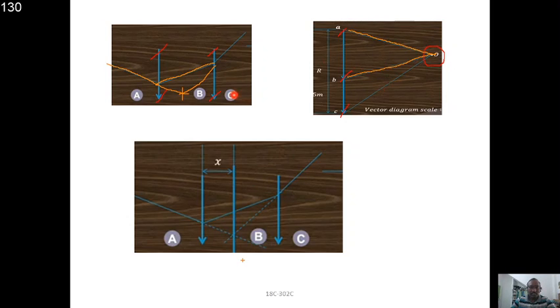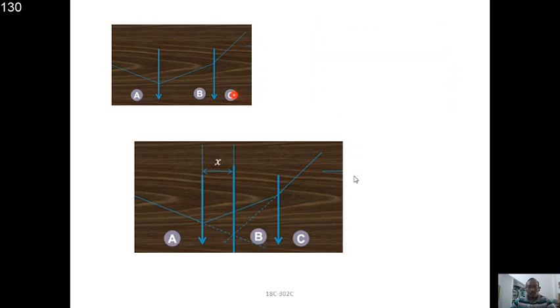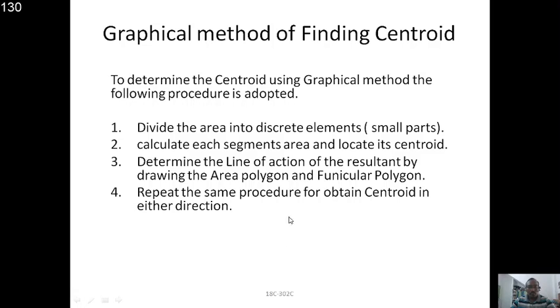Then you get the resultant. That resultant gives you the x bar value. Similarly, you can divide the strips on the vertical side also, then you will get the y bar. So repeat the same procedure to obtain the other direction. For this, we have to draw the pole diagram or area polygon and the funicular polygon. So a pole diagram and a funicular polygon are both required to find the centroid using the graphical method.